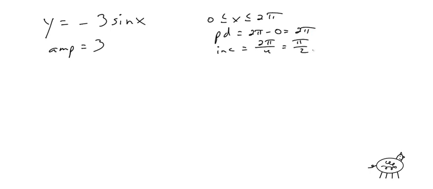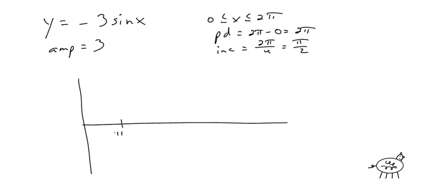So this is like the old days, or just a few minutes ago. All right, so let's graph this thing. Pi over 2, pi, 3 pi over 2, and 2 pi, or 4 pi over 2, which is 2 pi. All right, and 1, 2, 3. Negative 1, negative 2, negative 3.